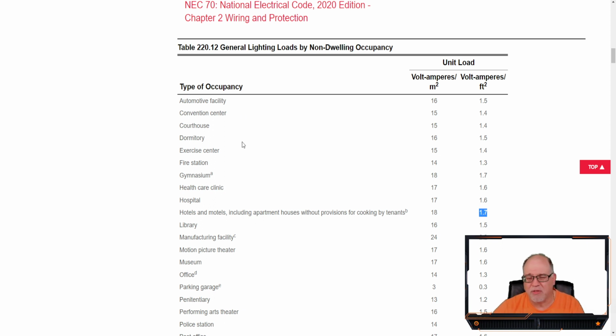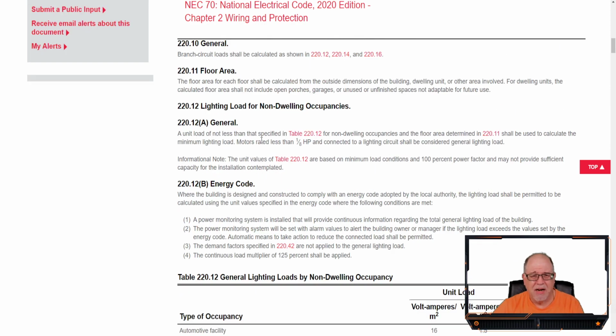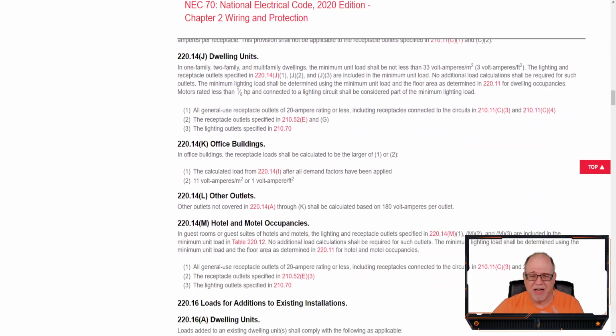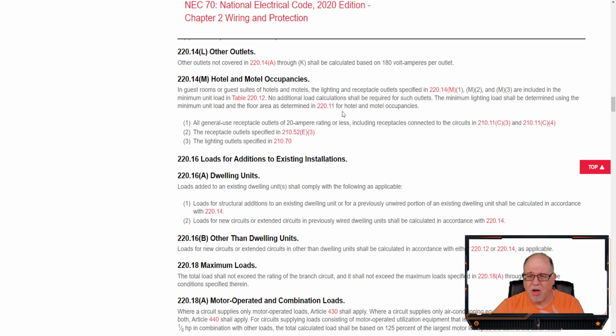Now, for those who ask, Paul, doesn't that say just general lighting load? Yes, but the question had general use receptacles as well. Remember I said it's very similar to what we did in 220.14(J). I'll show you real quick. That 220.14(M) is the same concept for hotels and motels. All this language reminds you that those general use receptacles, just like before, and the outlets required in E3 for the outside receptacles and the lighting outlets in 210.70, are all already covered in that specific VA per square foot, which was 1.7.